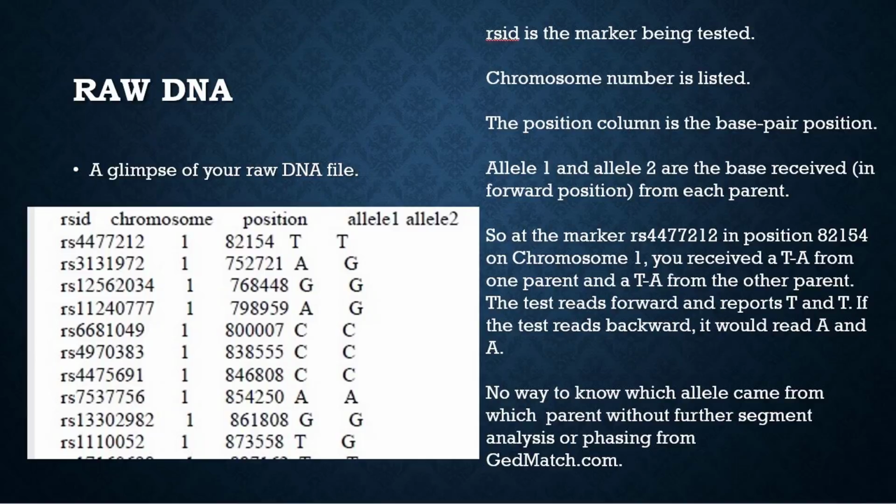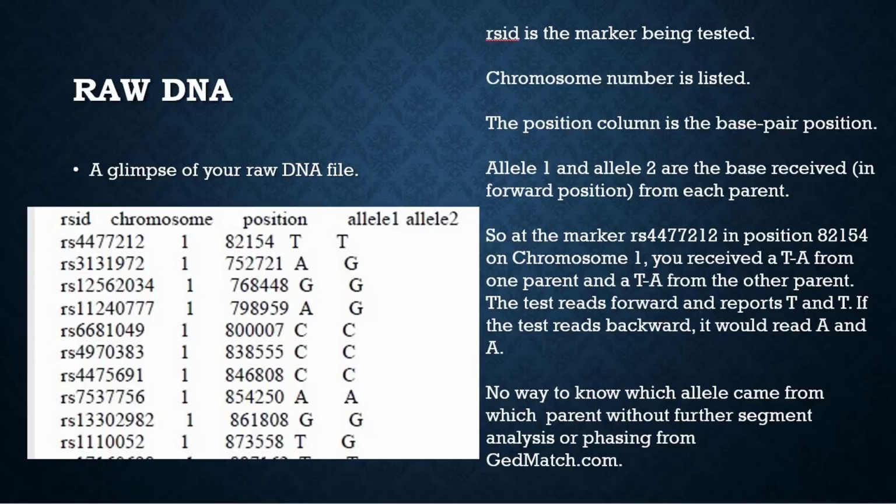Remember, they're not testing all of the 3.4 billion places where we have base pairs. Only 700,000 is what they're testing. And then allele 1 and allele 2 are the base pairs received in the forward position. Now, if you don't know too much about DNA, when it's read, it's either read forwards or backwards. So if you look up here, in the first line, in the first position on chromosome 1, if you get a TA from one parent and a TA from the other, the test reading forward says you get a T and a T. If you read it backwards, you get an A and an A.